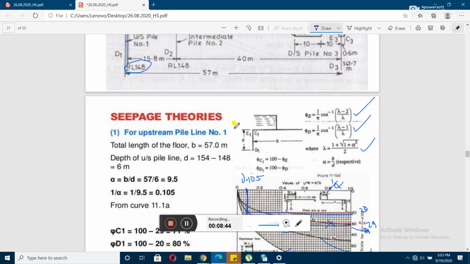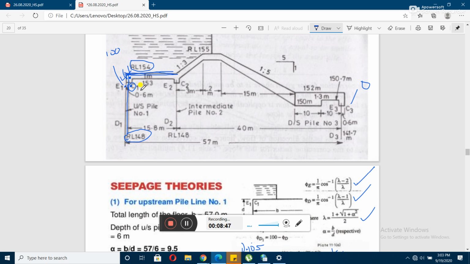So what are the values? This point has been found out, that is phi e1. This is already 100, you need not find it. So this is already 100, and this value is phi c1, but actually what we need is the pressure at this point. This is not the actual phi c1 which we have calculated. We have calculated at this point, but we need the pressure percentage at this point. Okay, so there needs to be a correction, but here there won't be any correction because we have seen that we need not do any correction at this particular point.